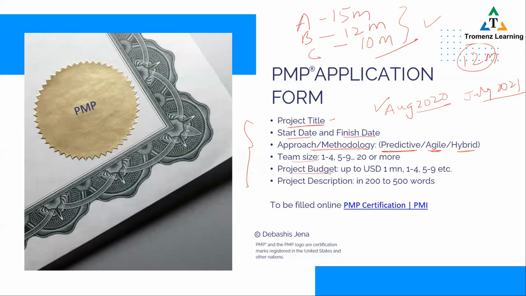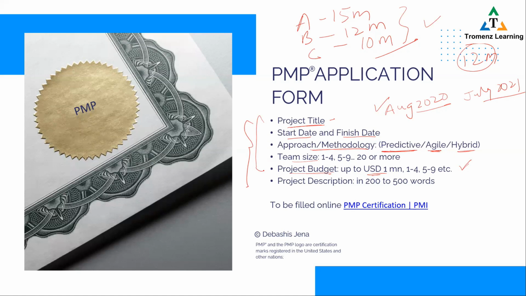Then the budget. The budget is in USD. Roughly, they don't ask you for precise numbers. Once again, there's a drop down to select. Was it up to $1 million? Or was it in the range of 1 to 4, 5 to 9, and so on? You select. Now, these are all basic information about the project.